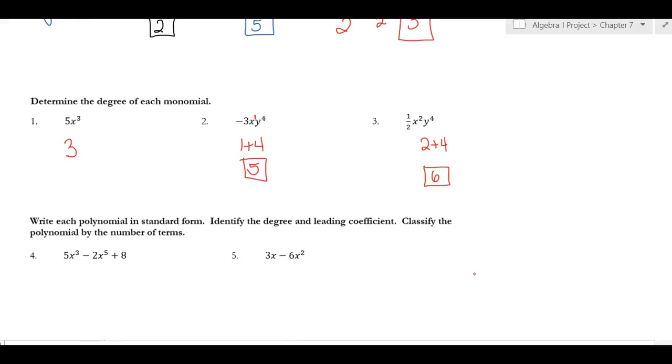Alright, on the next problems, you're going to write them in standard form and then identify the degree and leading coefficient. Okay, so the leading coefficient is the number in front of the biggest degree. When you write these in order, standard form goes from the biggest degree down. So the top degree, all the way down to the smallest degree.